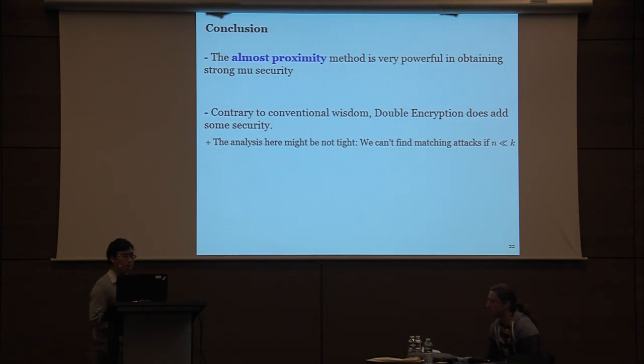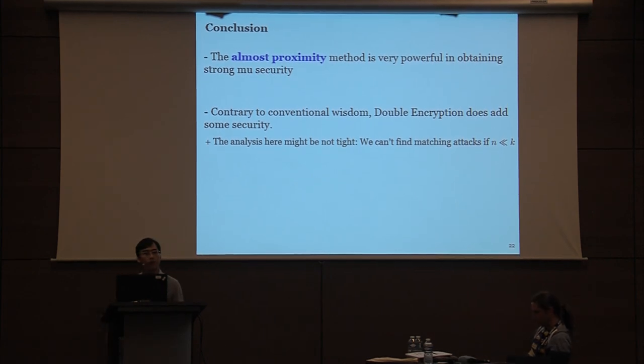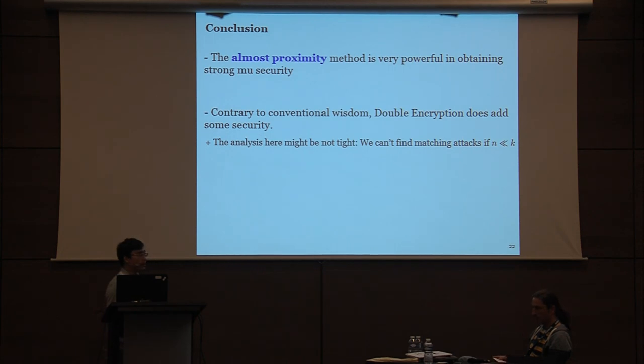So summing up, today we propose almost proximity, a very powerful technique in handling multi-user bounds. When you apply that to the setting of double encryption, one can realize that double encryption does improve mu security substantially. The bound is tight if the block length is greater than the key length, but for the particular case that the block length is very small compared to the key length, we cannot find a matching attack, and thus leave it as an open problem.